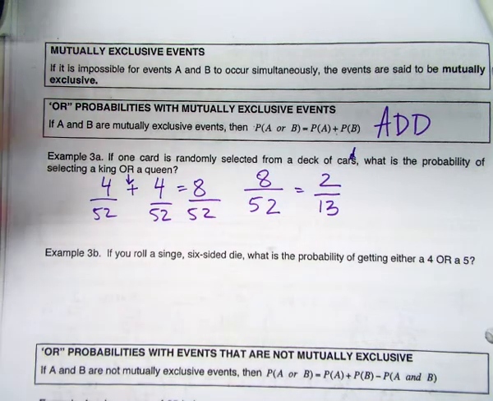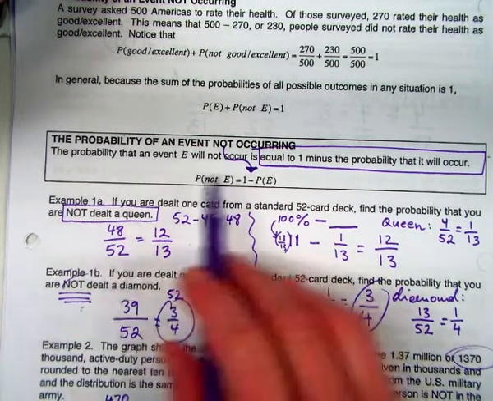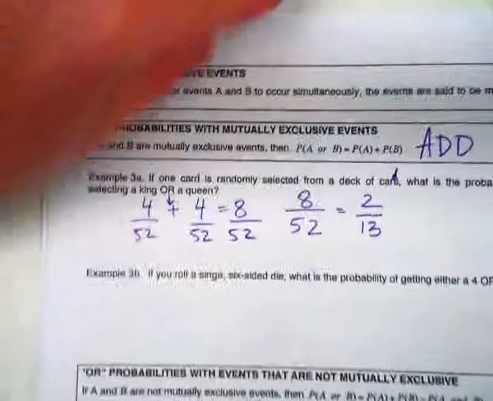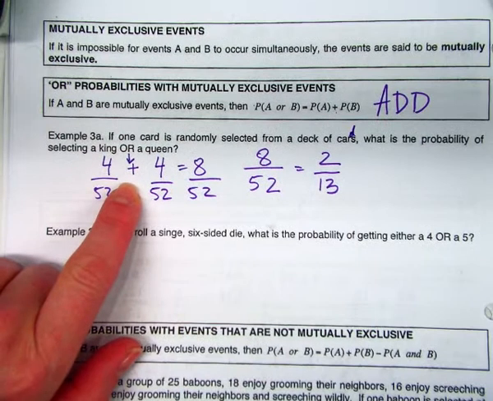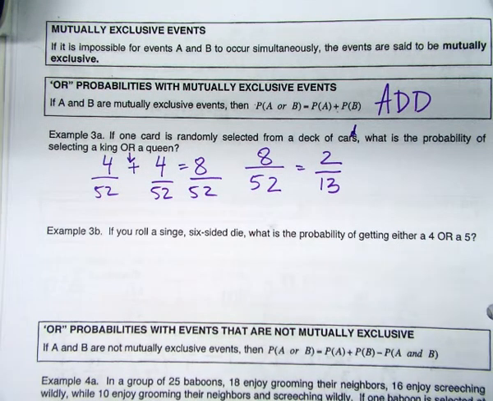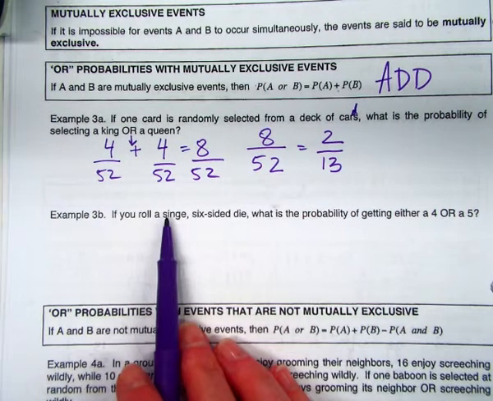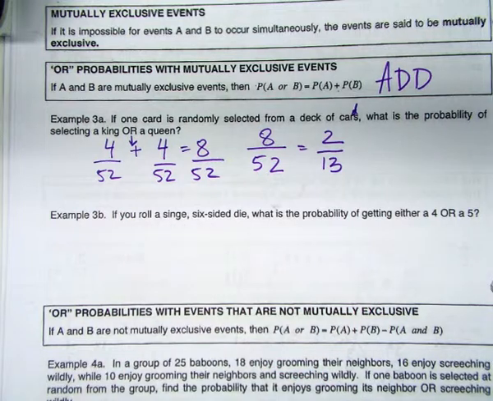So some of the things that you will have to have memorized from this section is the fact that if the word not is present in the problem, that means it's 1 minus. If the word or is stated in the problem, you're going to be adding the probabilities. On Monday, we're going to talk about the word and that's going to mean multiply. Okay? Try example 3b. It says if you roll a singe, basically a cube, a 6-sided die. I've never heard this word before.